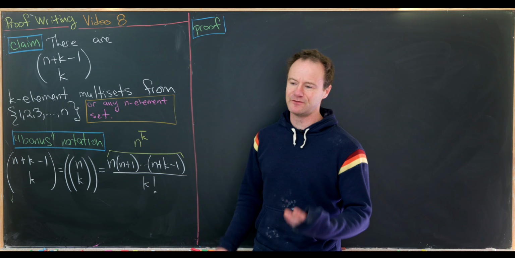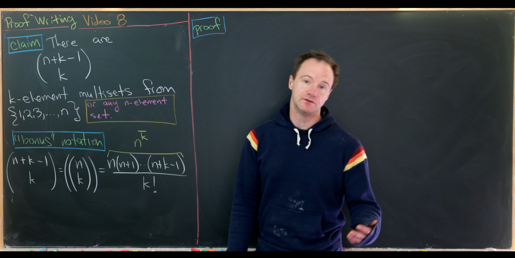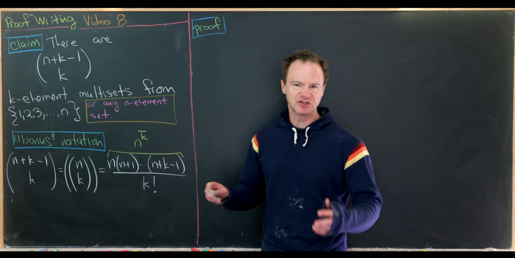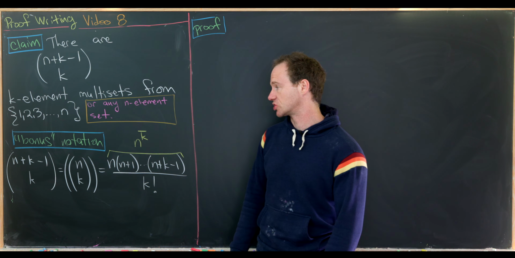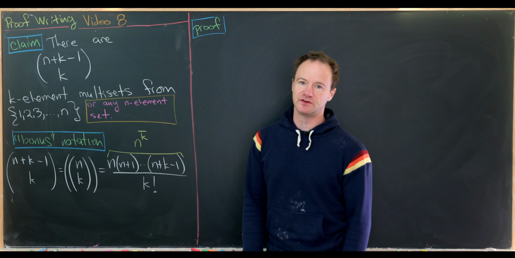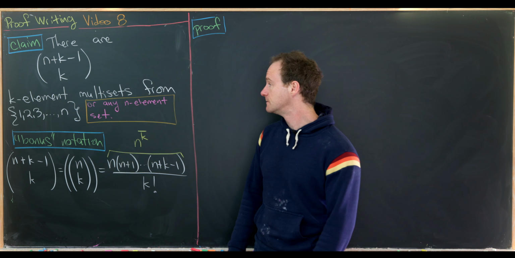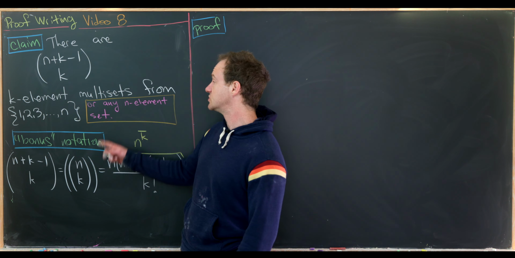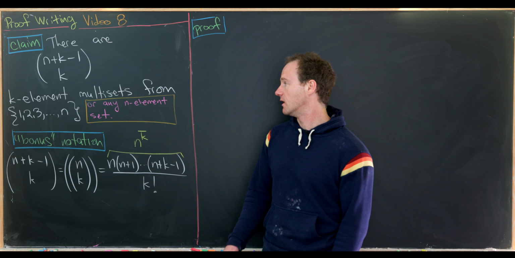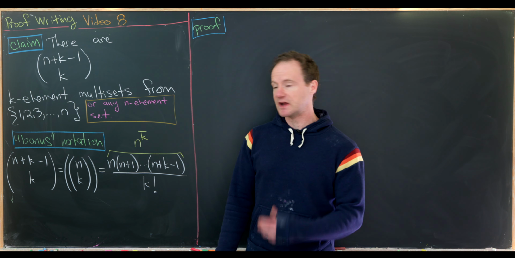That being said, if you've got an n-element set, it might as well be equal to 1, 2, 3 up to n, especially if there's no additional structure to it. Now, some of you may like to learn extra notation. I know that when I was a student, I liked to learn extra notation. And in fact, there is notation for this number of k-element multisets. And it goes like this.